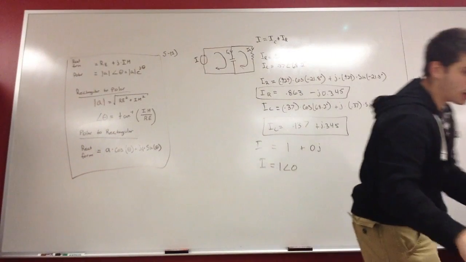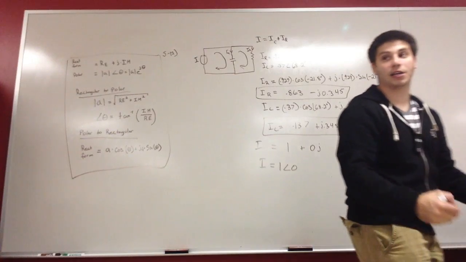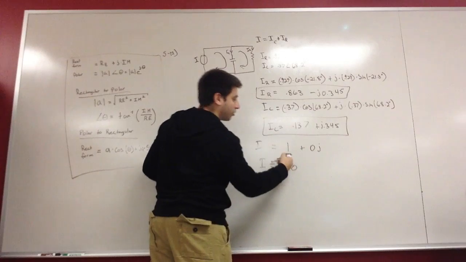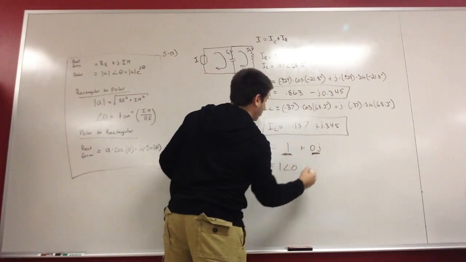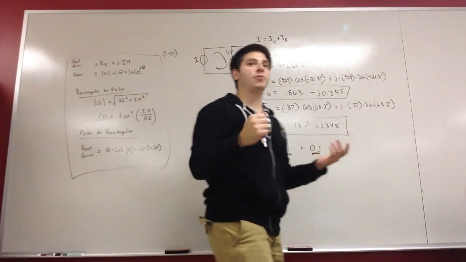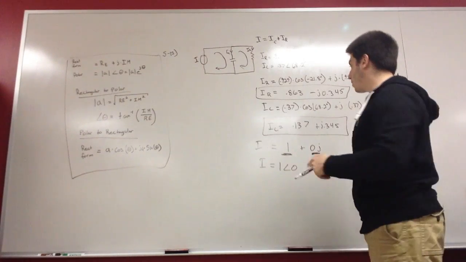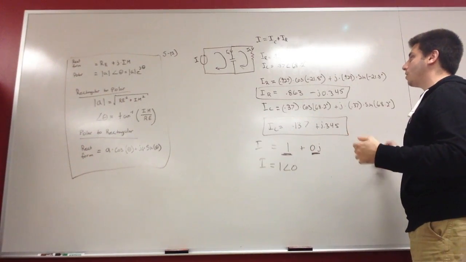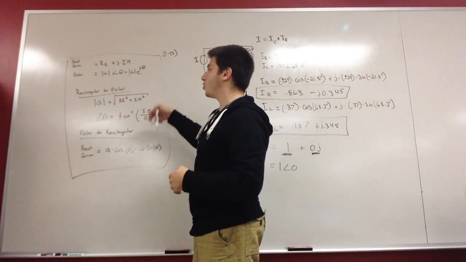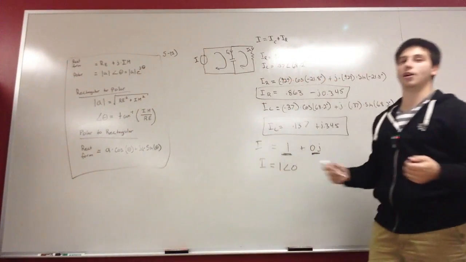So I think the final part asks for the real and imaginary parts of I, which we solved from the rectangular form. This is our real component, and this is our imaginary component. Pretty much all these problems used these equations right here to go from rectangular to polar form and give you an idea of the imaginary and real parts.